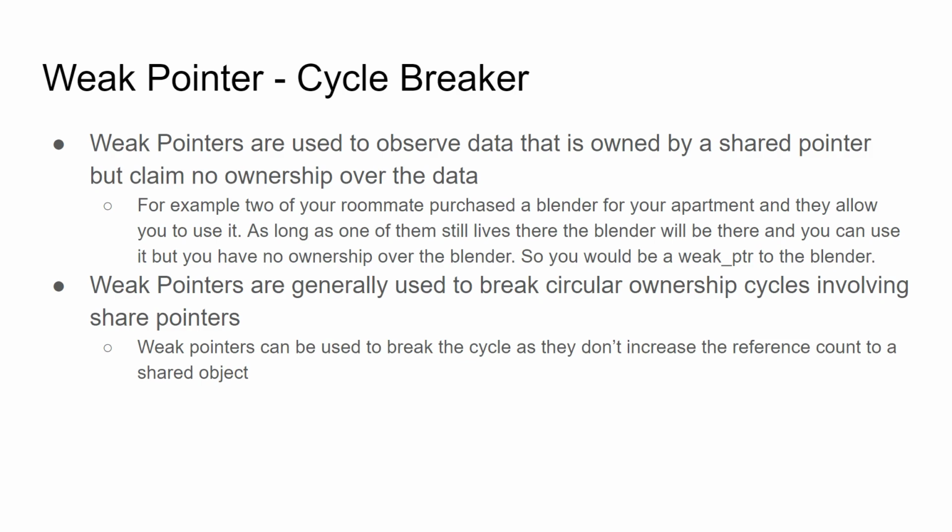An example of this might be, you live with 2 other roommates and they go and they buy a blender. And they say, as long as we're here, you're allowed to use our blender. But when we move out, we're going to take our blender with us. So your roommates would be shared pointers over the blender, because when they're gone, the blender goes away. And you would be a weak pointer to that blender because you're allowed to use it as long as it's there. Does that make sense? So weak pointers are used because they don't increase the reference count to a shared object.